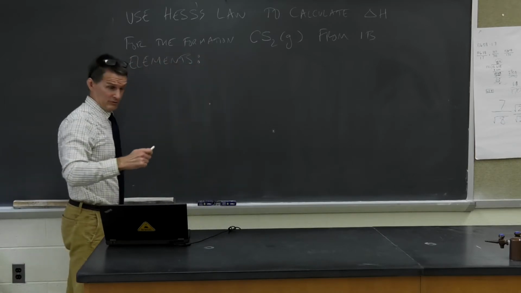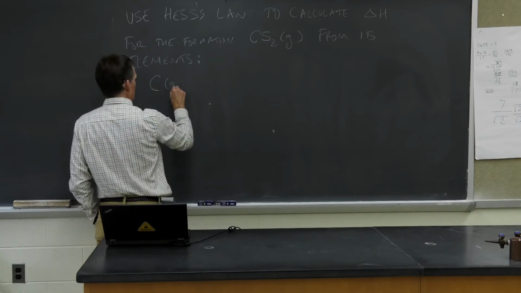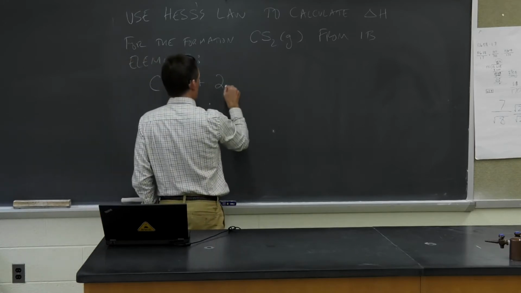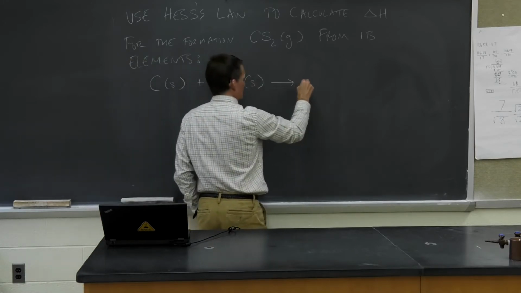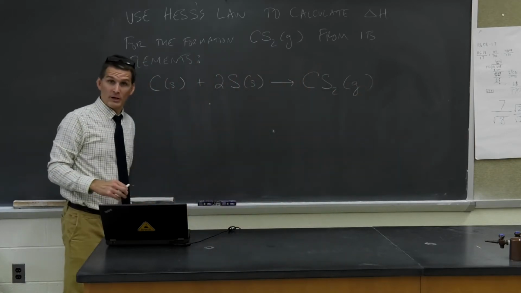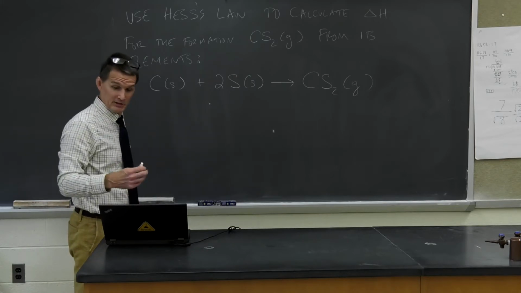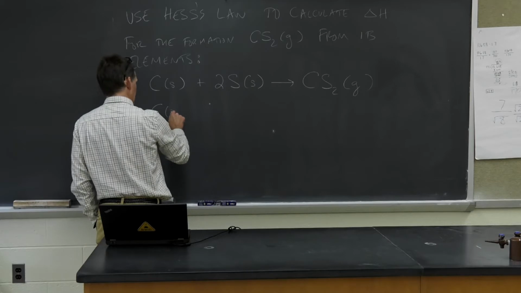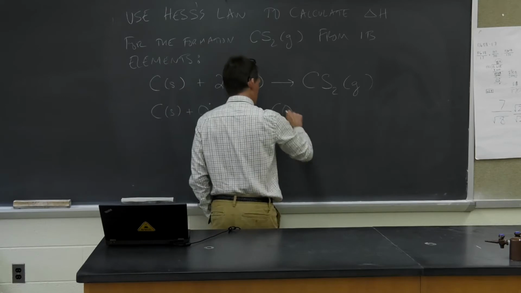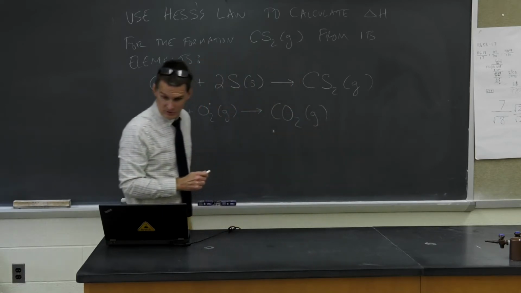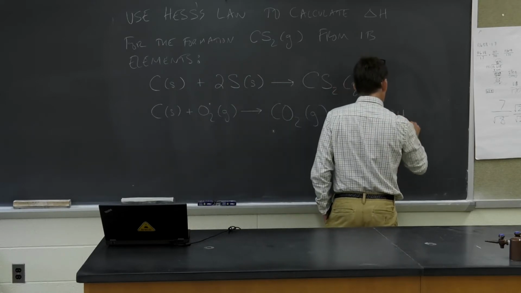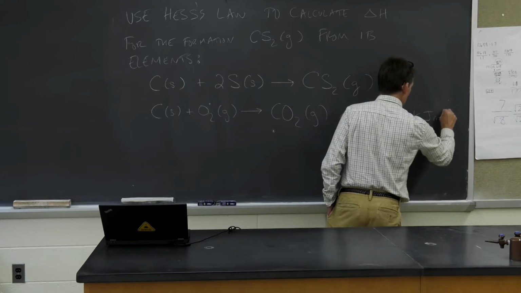So in other words, the reaction we're going to be looking at is solid carbon plus 2 sulfur going to CS2. So that's what we want to find the enthalpy change for, and we're going to use the enthalpies for these particular reactions to do so. So we're going to take solid carbon plus oxygen gas going to CO2, and the enthalpy change for that reaction is minus 394, and all of these are going to be in kilojoules per mole.